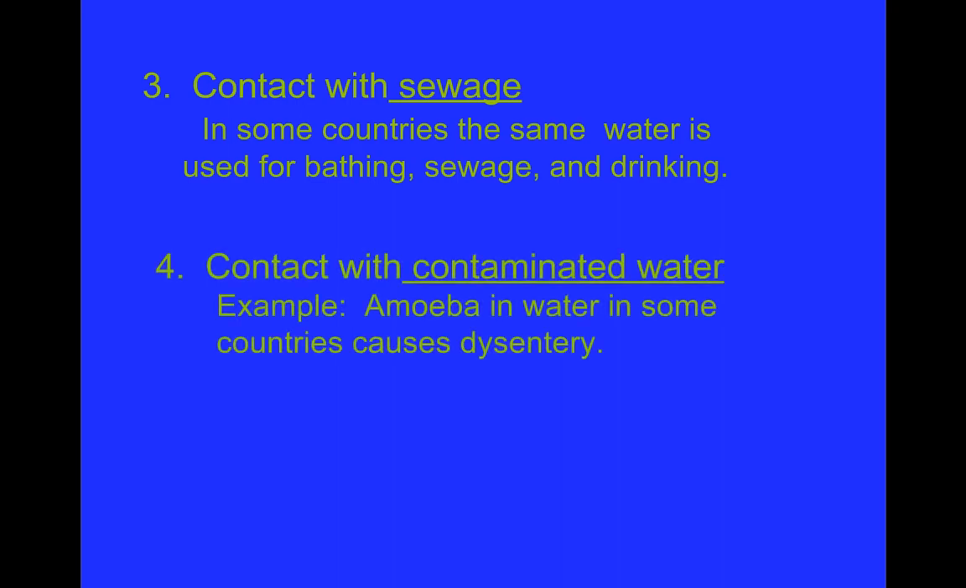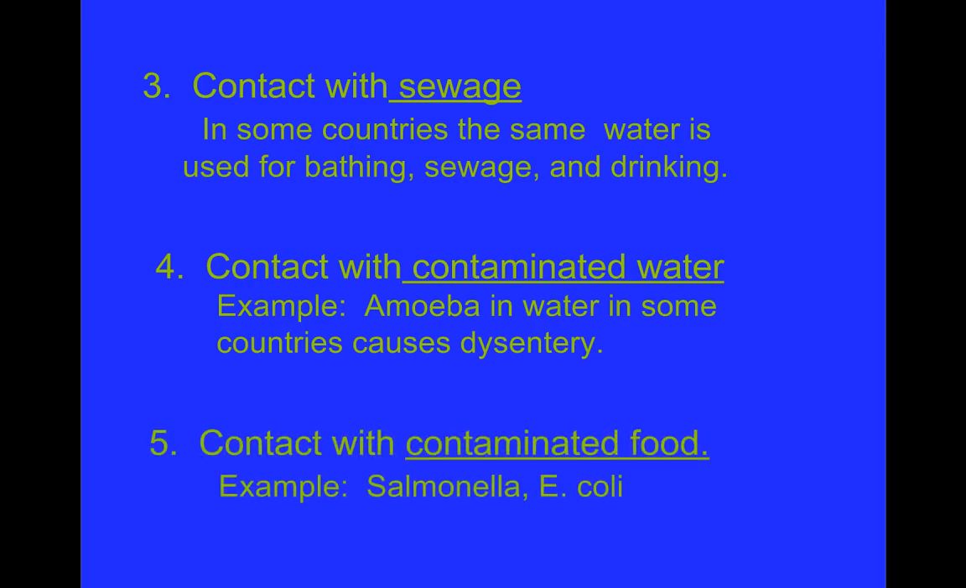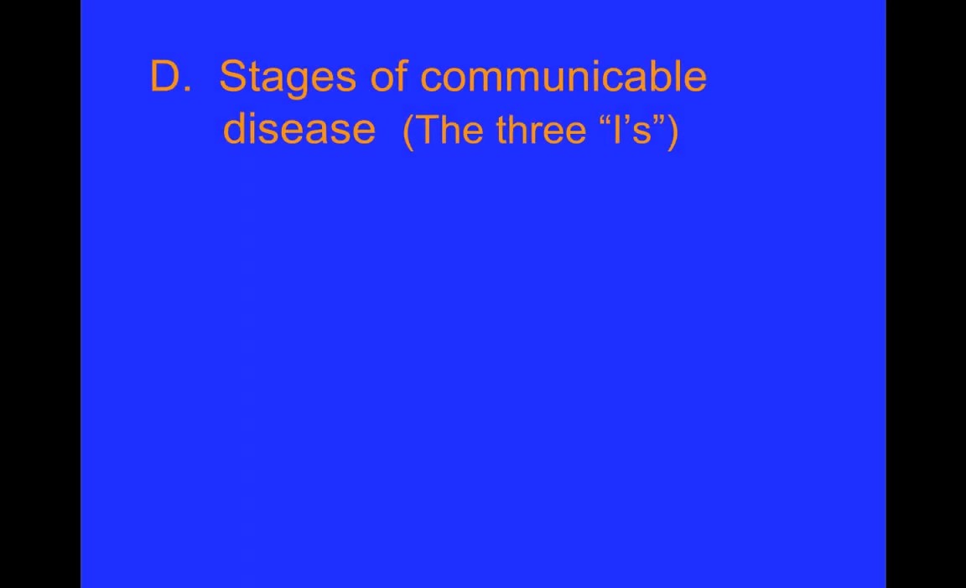Contact with contaminated water. Like we mentioned, the amoeba in water in some countries can cause dysentery. And contact with contaminated food: Salmonella, E. coli, or contact with or eating of uncooked food. So we have to be very cognizant and very aware of those types of things that are out there that can cause diseases and illnesses.